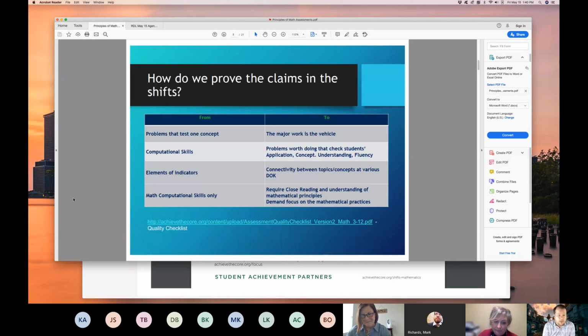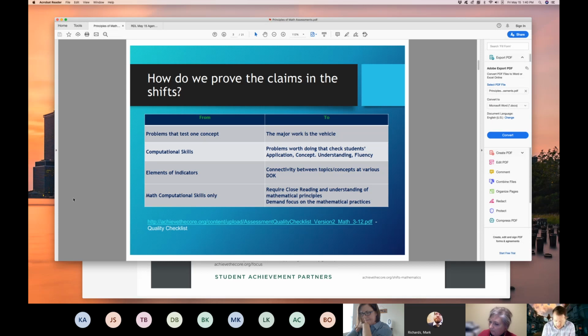It doesn't actually measure what the standards are asking us to do when it's all said and done. From there, we have to do connectivity amongst those topics. So that means we're going to have different levels of depth of knowledge, and we'll talk about what that looks like in the math world. And then from there, we're going to have to look at those mathematical practices, which requires us to do some close reading of the math that's going on.